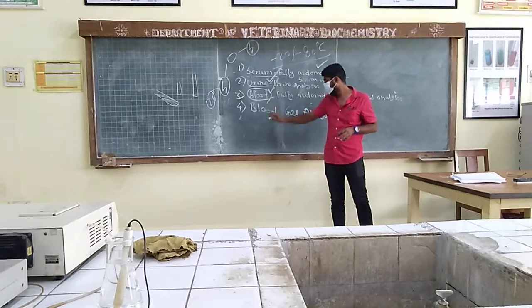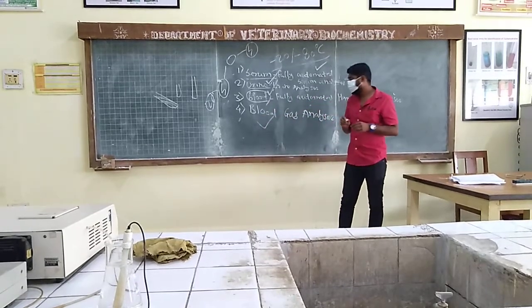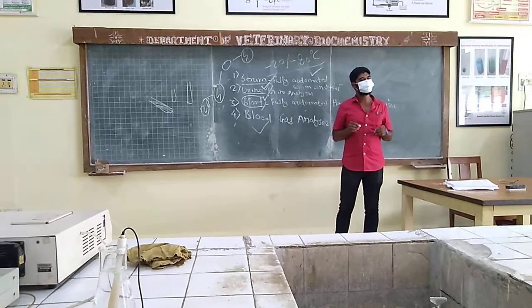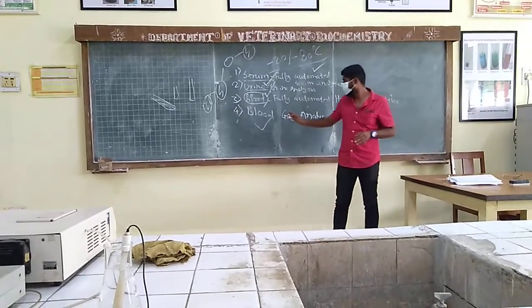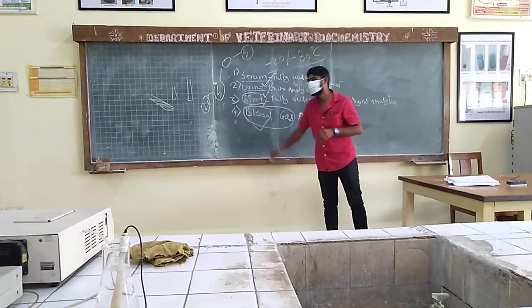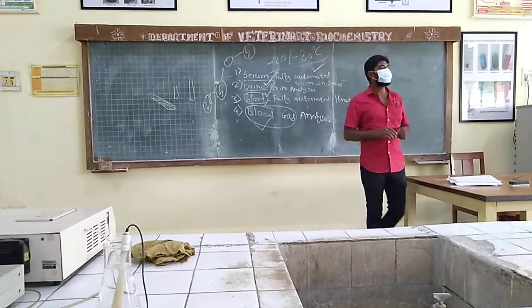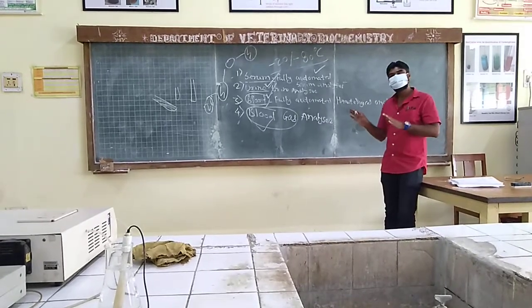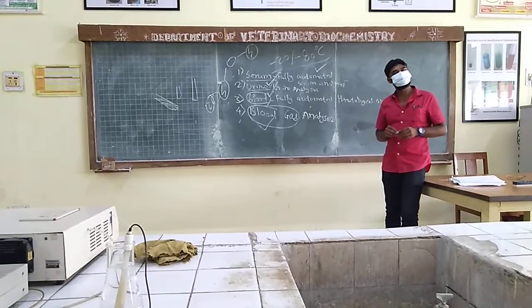So this is for the blood, and this is for the blood gases. There is no other way, you do it immediately. We have to do it immediately, for all the blood gases, whether it is for the arterial blood or the venous blood. Otherwise, the results will definitely vary.